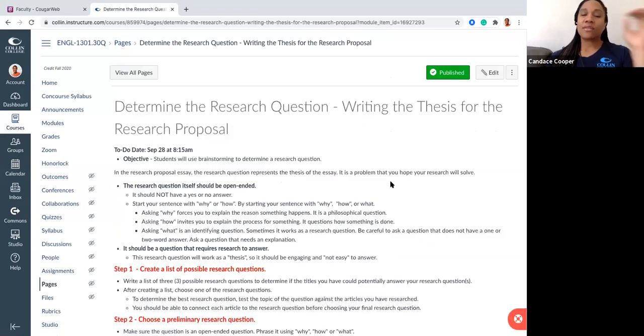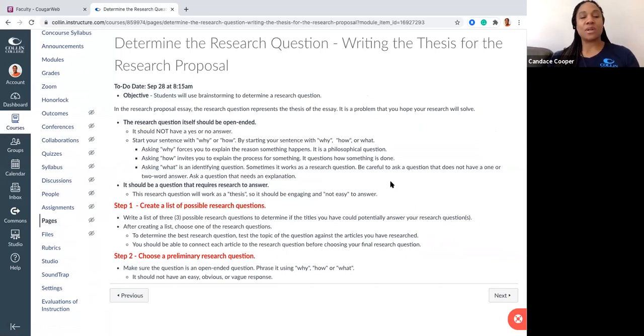So the first thing you want to do in order to create this essay is you want to create a list of possible research questions. These research questions should start by asking the questions why or how, right? So why exactly would you use questions that start with why and how? Well, why forces you to explain something that you'll need reasoning in order to fully explain, right?